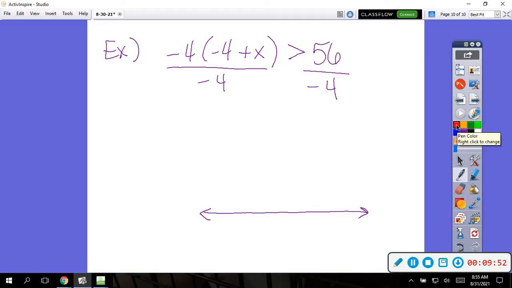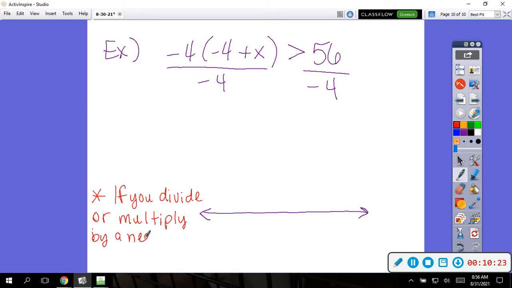But we have a rule with inequalities that if you ever multiply or divide by a negative, you have to flip your symbol. Okay, so this is a new thing for today. I mean, we've done it in the past. When you were freshmen, we did this. But if you divide or multiply, this is just kind of a side note because we're needing it on this problem, by a negative, you must flip the inequality. So if it was greater, it becomes less. If it was less, it becomes greater.